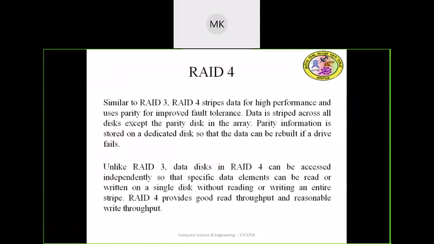Similar to RAID 3, RAID 4 stripes data for high performance and uses parity for improved fault tolerance. Data is striped across all the disks except the parity disk in the RAID set. Parity information is stored on a dedicated disk so that the data can be rebuilt if a drive fails. Unlike RAID 3, data disks in RAID 4 can be accessed independently so that specific data elements can be read or written on a single disk without reading or writing an entire stripe. RAID 4 provides good read throughput and reasonable write throughput.